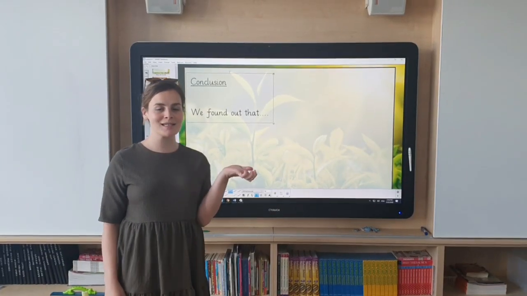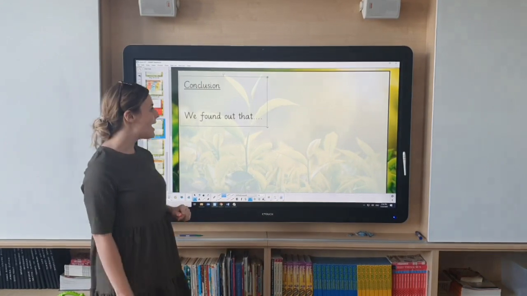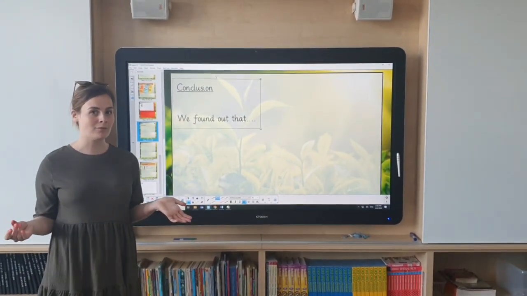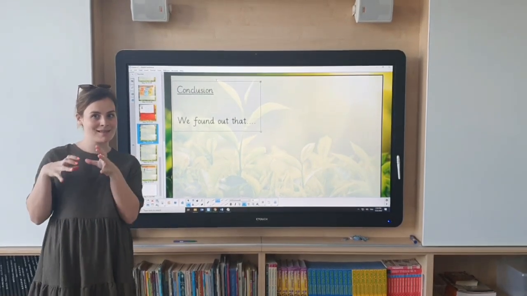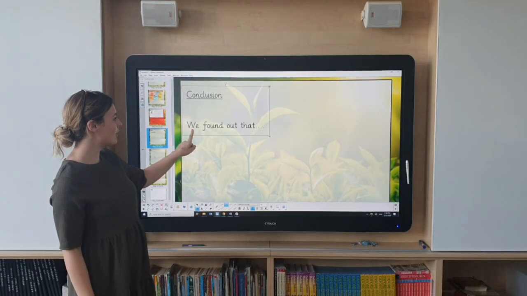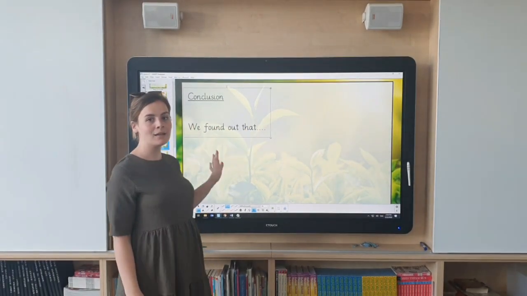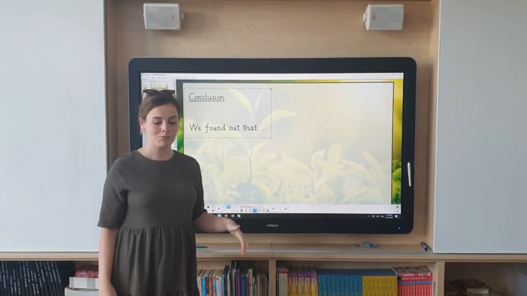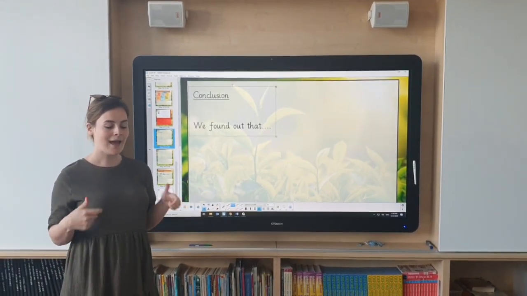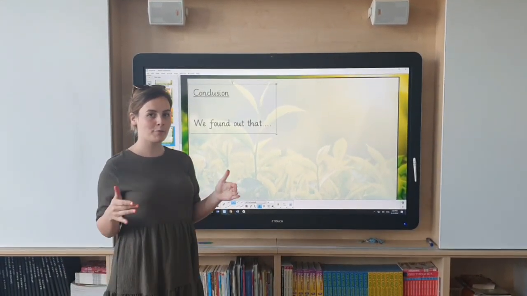You have just seen day three, and we are going to write a conclusion. What have you found out? Now, because I'm pre-recording this section, I can't fill this in just yet, but you are going to have a look. We found out that, in conclusion, I found out. How are the different pieces of celery affected by the way that I have prepared them?